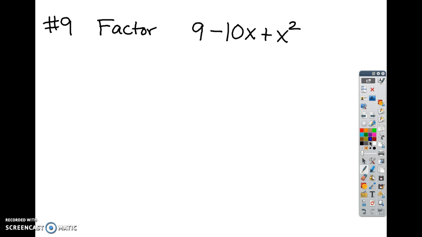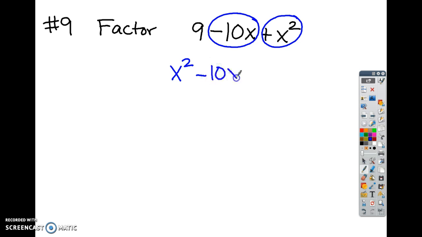Flip it. Let's put it backwards. So x squared is going to go first, then negative 10x, then a positive 9. Okay? So now it looks easy, and now you can go ahead and factor that. If you want to pause the video and try to factor it yourself, then play the video when you think you're done so you can see if you got it right or not. That should have given you some time to do it on your own. Let's see if you got it right.